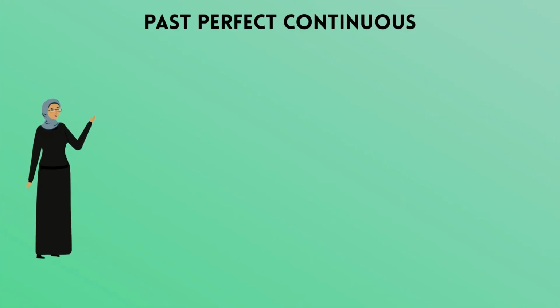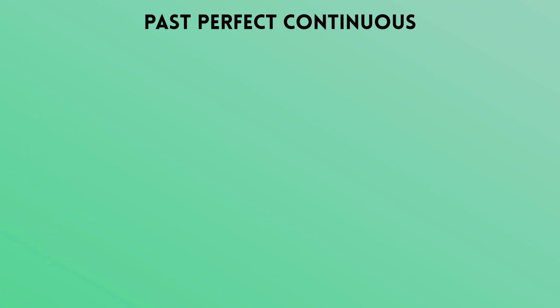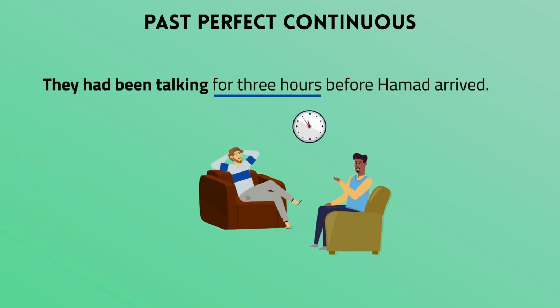Let's look at common uses of the past perfect continuous. We can use it to talk about the duration of an action or event in the past. For example, they had been talking for 3 hours before Hamad arrived.